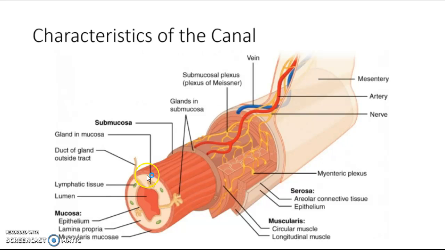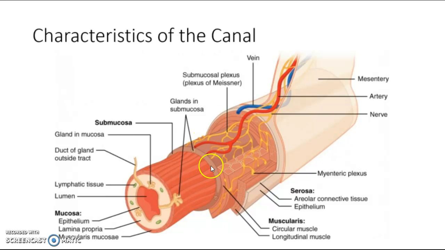Next on your list is the submucosa. The submucosa contains blood vessels and glands. So we can see some significant benefits to the blood vessels being so close to the mucosa because the absorption of the nutrients needs to get into these blood vessels so they can be circulated through the body.